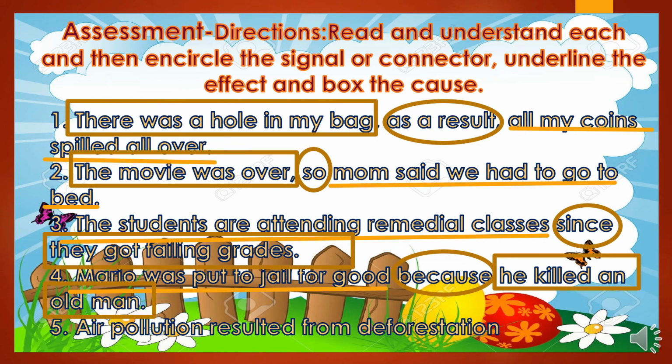For last number, the signal is resulted from. The effect, air pollution. And the cause, deforestation. For each number, you will have 3 points. So all in all, you have 15 points.